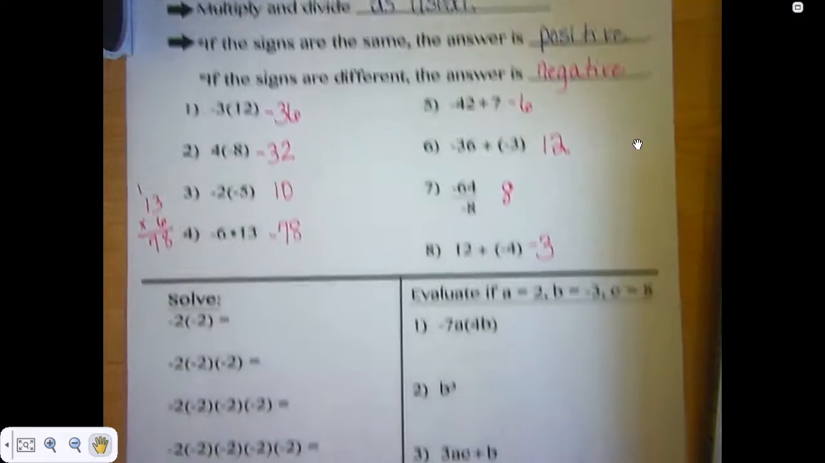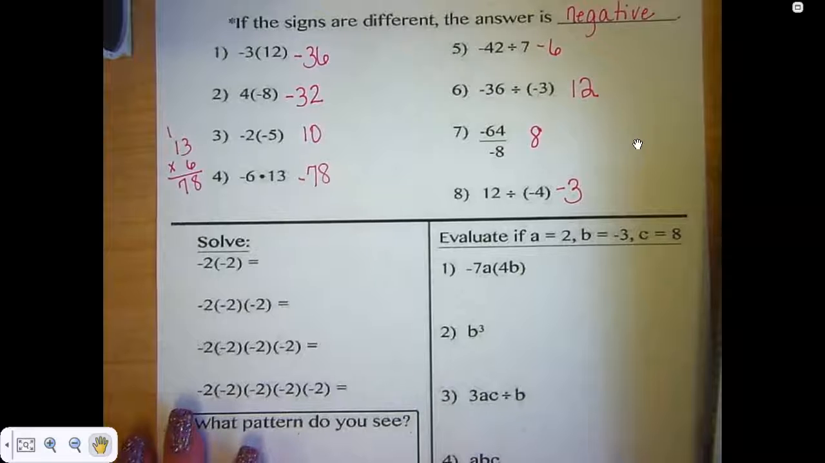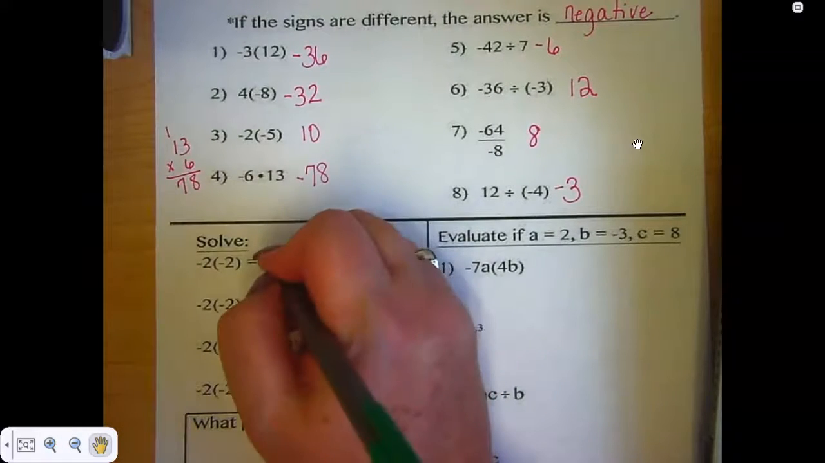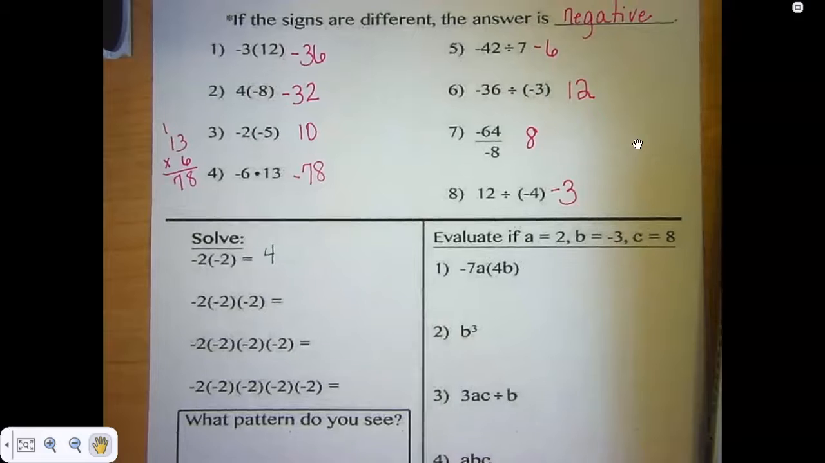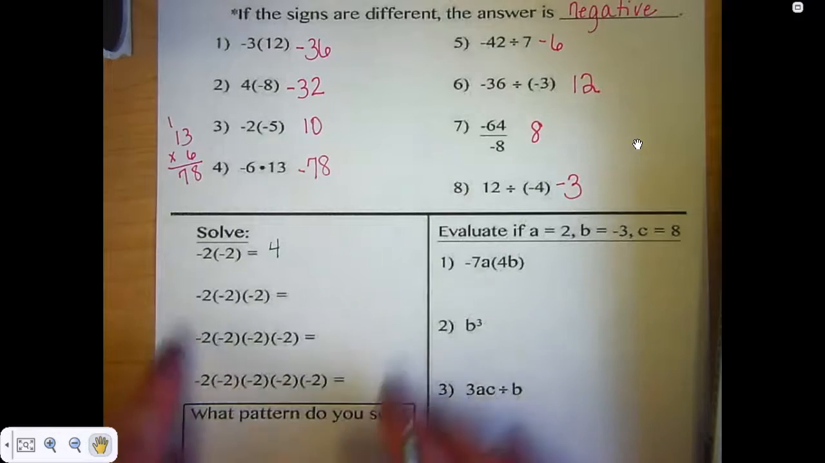All right, let's look down here at the bottom. Solve. Negative 2 times negative 2. 2 times 2 is 4. The signs are the same, so it is positive. All right, so now we're getting into some multiples. So first let's do the math for the multiplying, and then we'll worry about the sign.